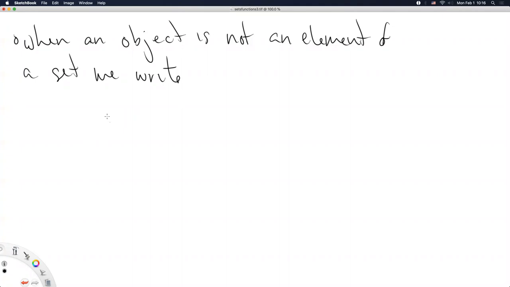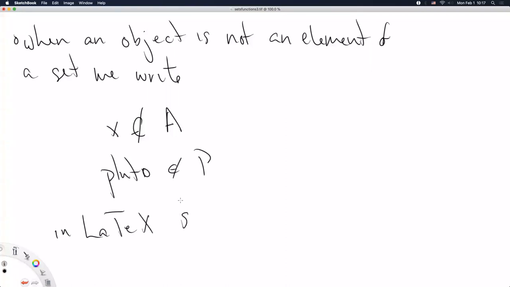When an object is not an element of a set, we write X is not in A. So we write that little in symbol, but then we put a slash through it, almost like not equals. This is X is not in the set A. So this would be like Pluto not in P, the set of planets. I know, it's terribly disappointing. Thanks, NASA. Okay, everybody okay with not in? Let's do it in LaTeX. In LaTeX, you will write backslash not backslash in, and not will just magically know that it should slash out the thing in front of it.